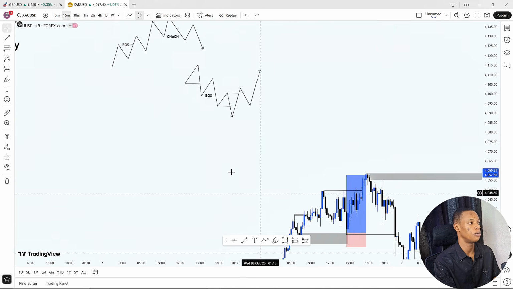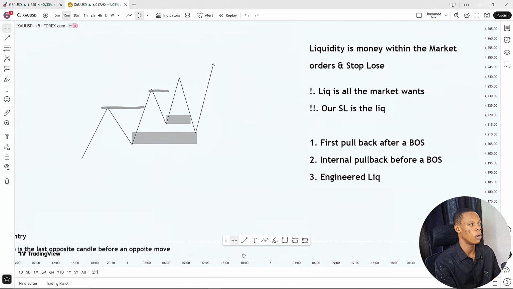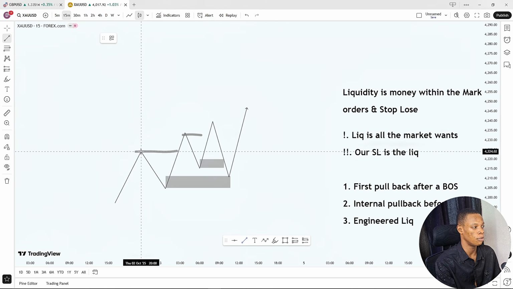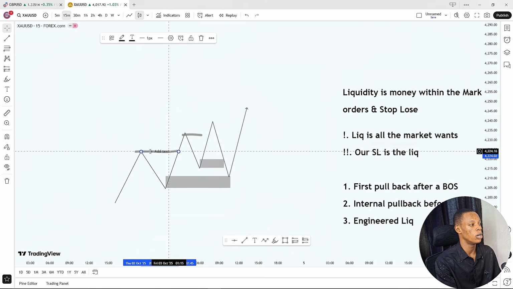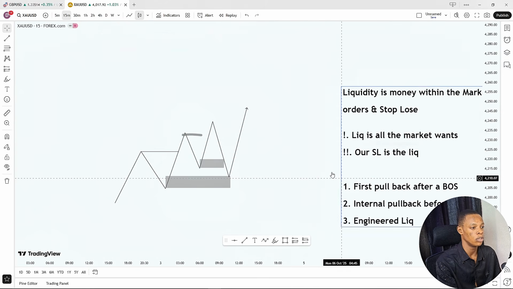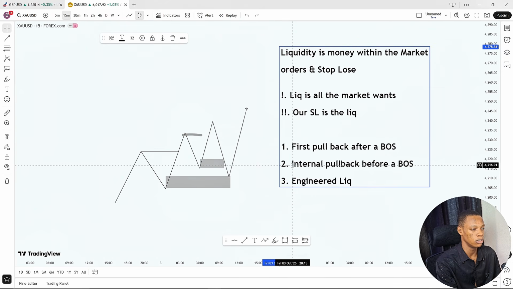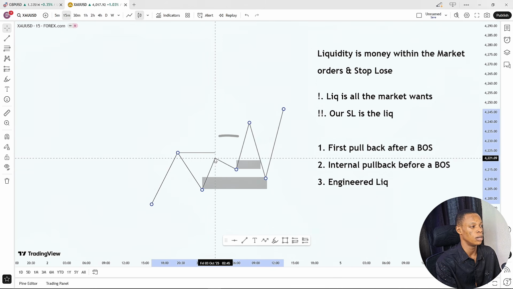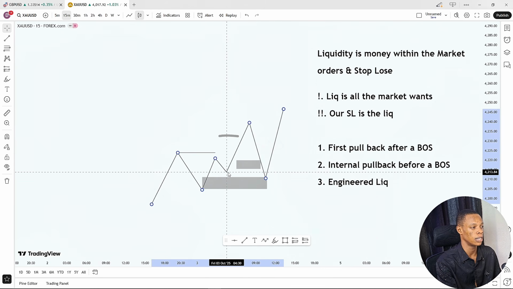The second case scenario is an internal pullback. In this case, it won't break structure before creating the liquidity. So this is a break of structure. It was after the break of structure that it created the liquidity. But in this second case, the internal pullback before a BOS, before it breaks structure, it's going to have the pullback. It's going to have the retracement like this.